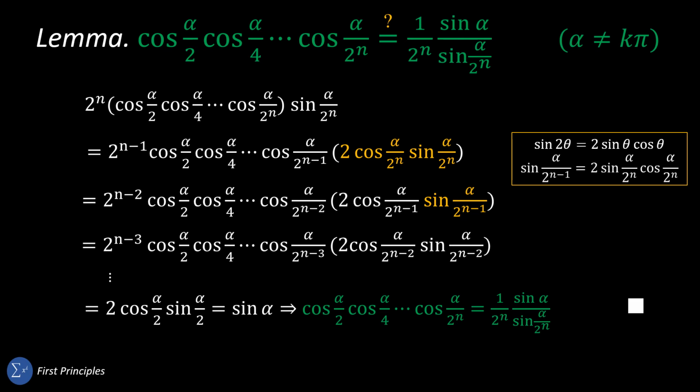So I proved that the left hand side is equal to sine alpha, so it is equivalent to proving the identity that I was supposed to prove in the lemma. So that is the end of the proof for the lemma.